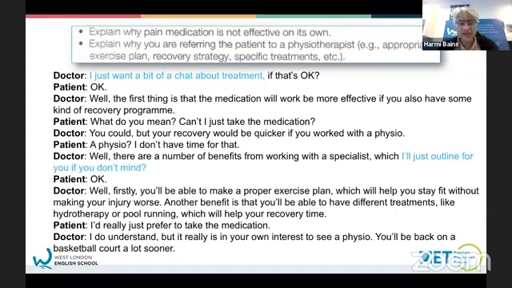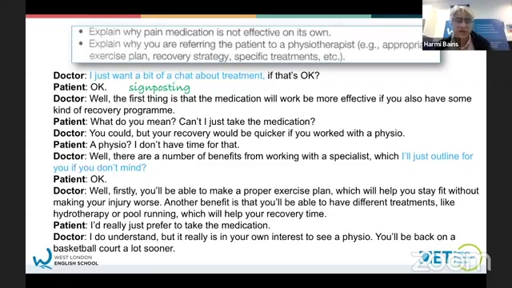Okay, and you can see really there's some nice stuff here. The doctor, the patient, or the nurse, sorry, the medical professional, they use signposting. I just want a bit of a chat about treatment. You didn't just tell the patient what to do, you're actually telling them in advance what's happening. It's the same when they say, I'll just outline for you some options. It's a nice thing to do.